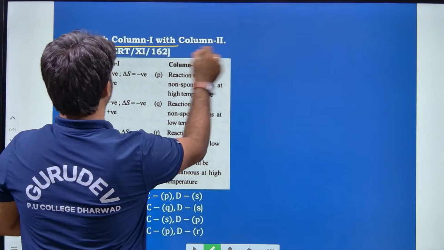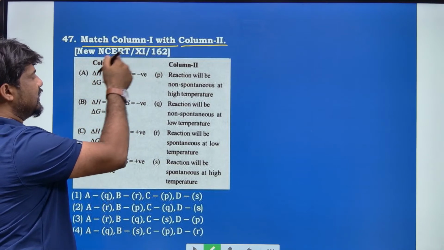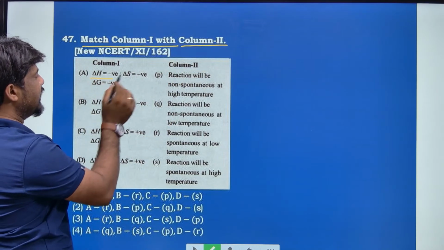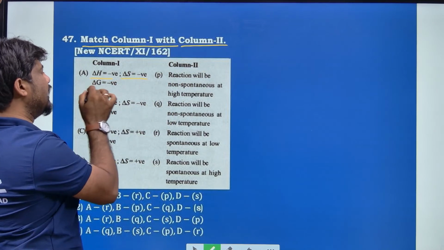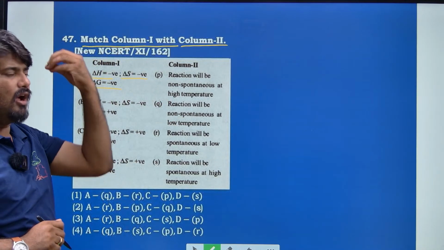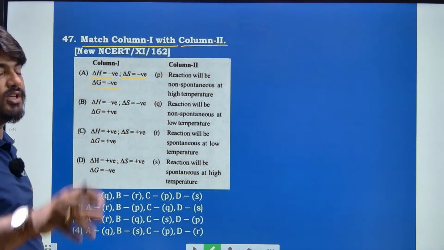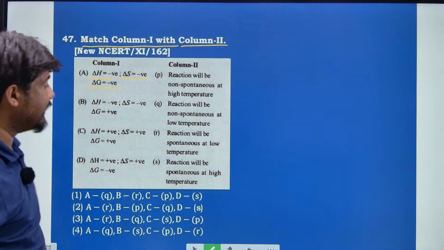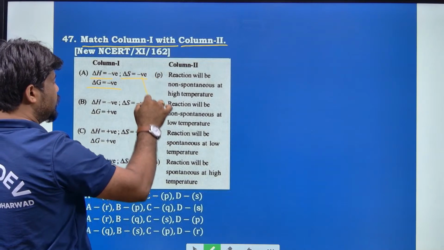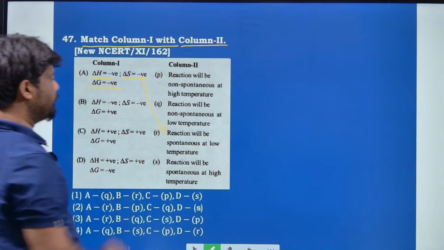Match column 1 with column 2. In column 1, they have given delta H, delta S and delta G values with respect to column 2. Delta H is negative, delta S is negative and delta G is also negative. Enthalpy, entropy and Gibbs free energy are all negative, which indicates the reaction will be spontaneous at lower temperature. Hence for A the right answer is R: the reaction will be spontaneous at low temperature.